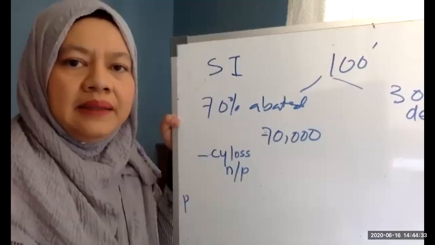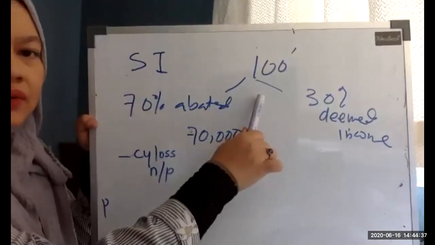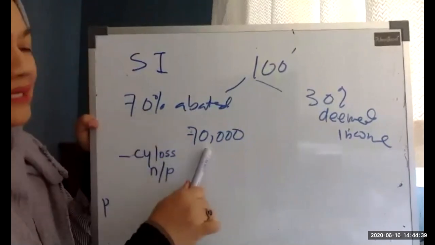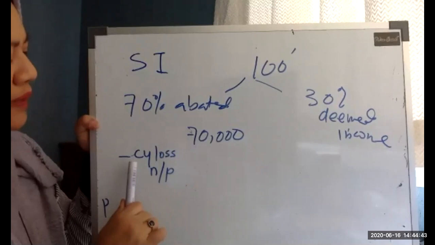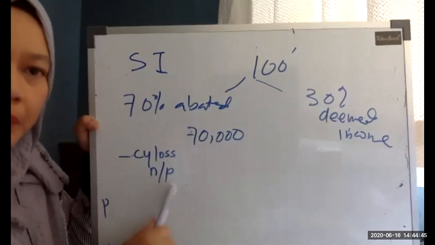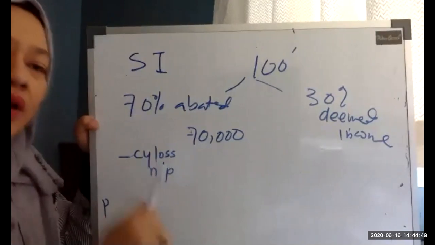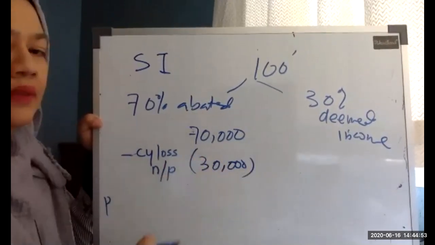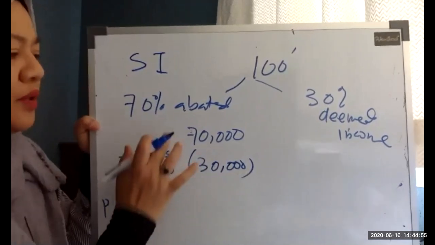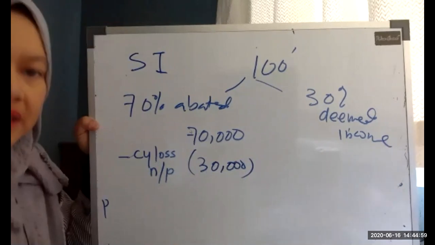Can you see that clearly? Okay. So you have 100,000, and 70% is 70,000. This 70,000 is reduced by your current year loss from your non-promoted business. So let's say that you have a non-promoted business and you have a loss of 30,000. That is deducted from your abatement, from the 70% abated income.